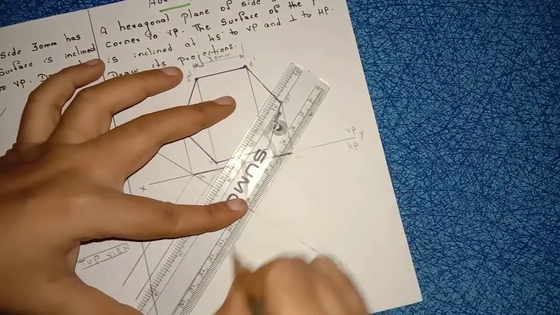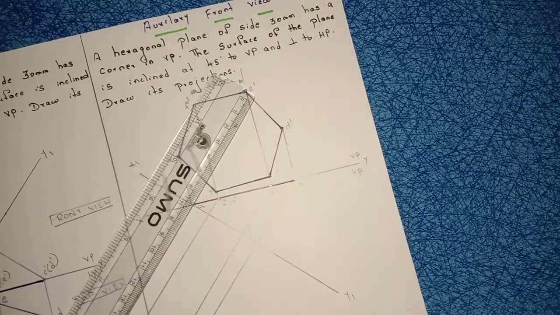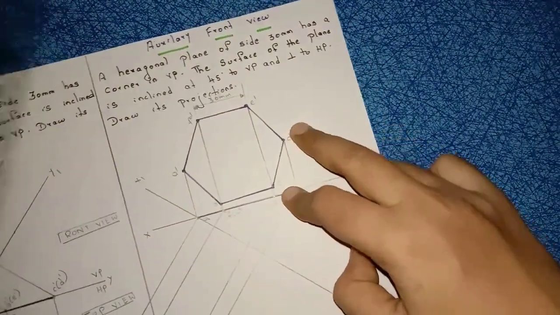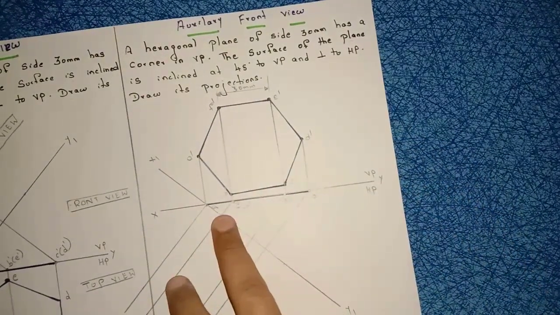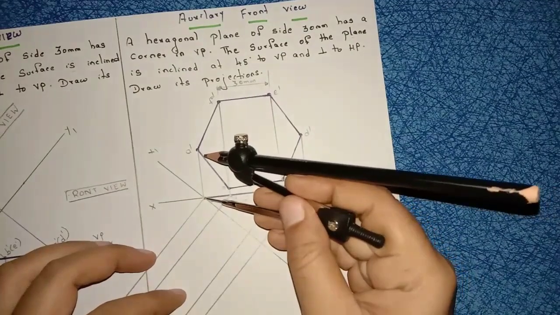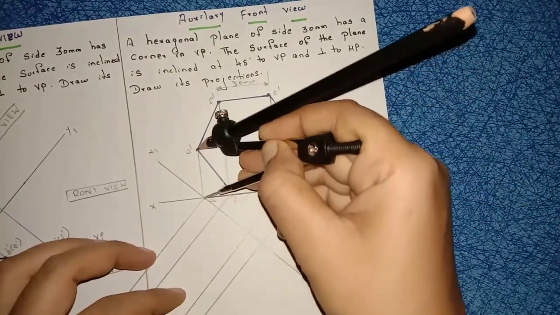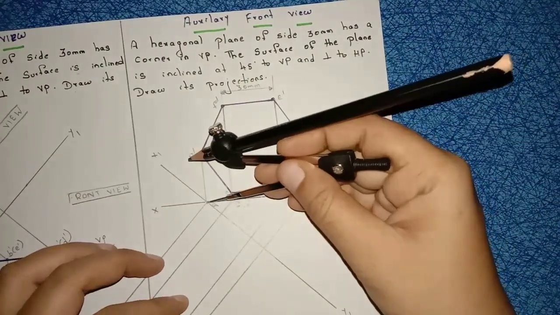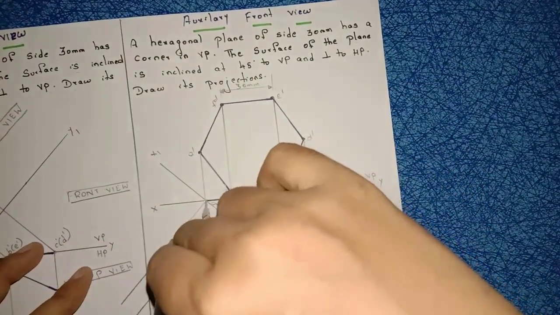Now same process. How are we going to construct the hexagon? We will take the distances from the reference line and mark the distances from the new reference line. So let us see how we will construct this one. From the reference line to A dash, take this distance. This is the new reference line. This is the same point. Mark here A point.